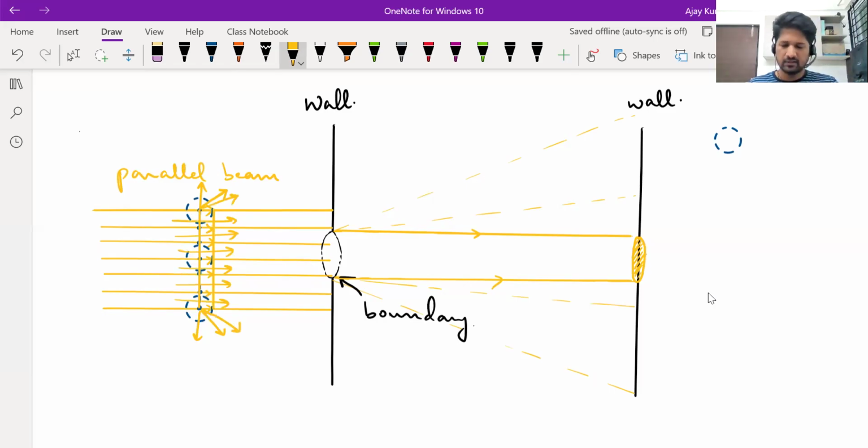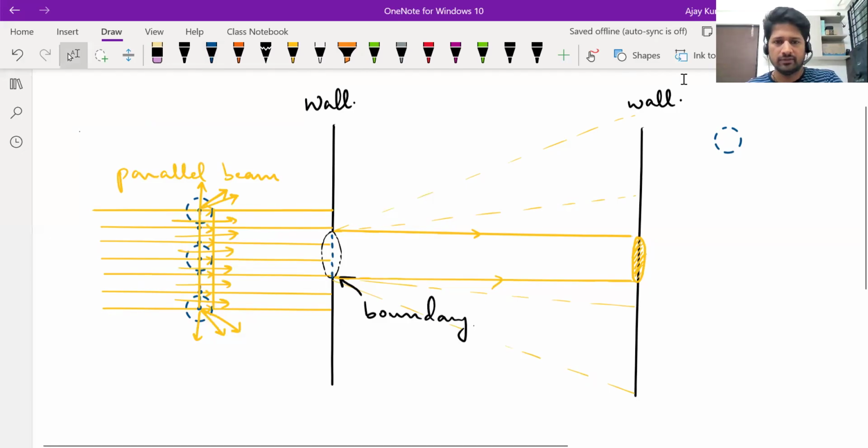diverging also. So a parallel beam of light actually doesn't stay parallel. It will automatically start diverging. But most of the energy stays in that parallel beam. So when this parallel beam strikes the wall and you consider the gap in the wall, you can see that the wavefront is present here. Imagine every point on the wavefront as a source of waves and draw wavelets. You'll get an infinite number of wavelets like this.